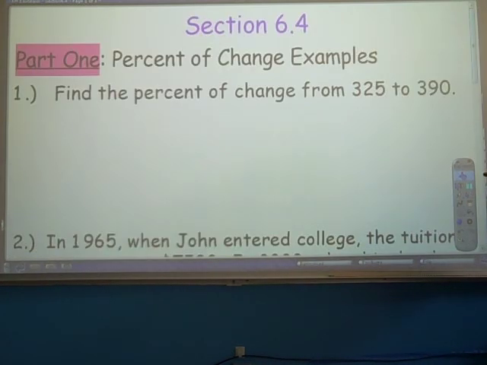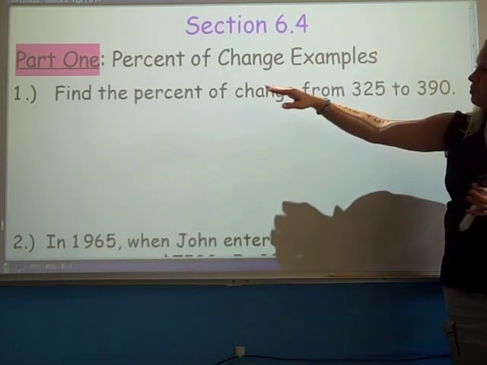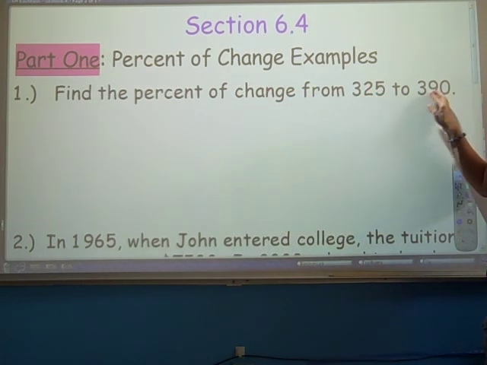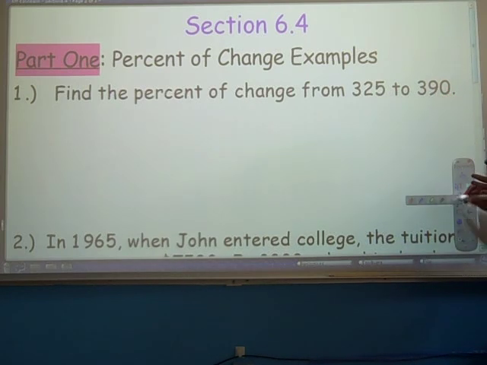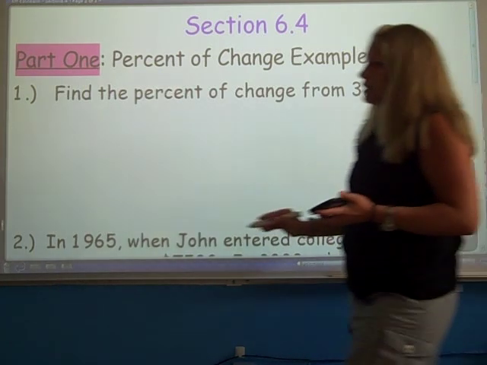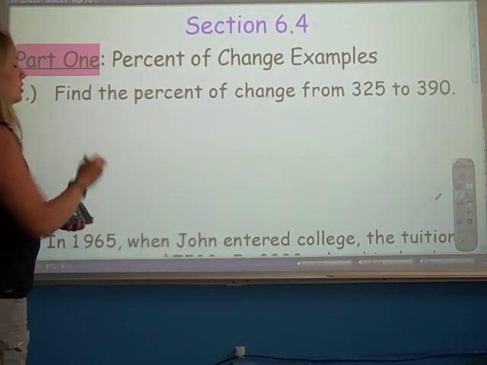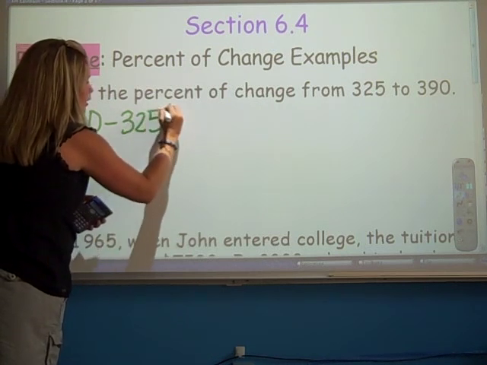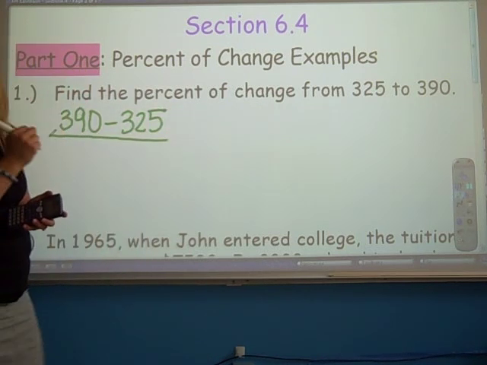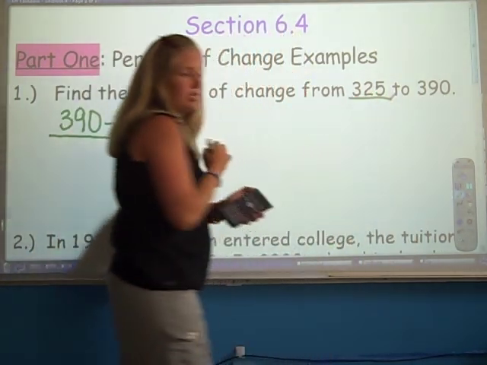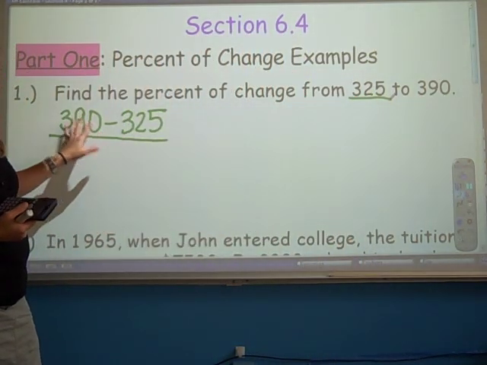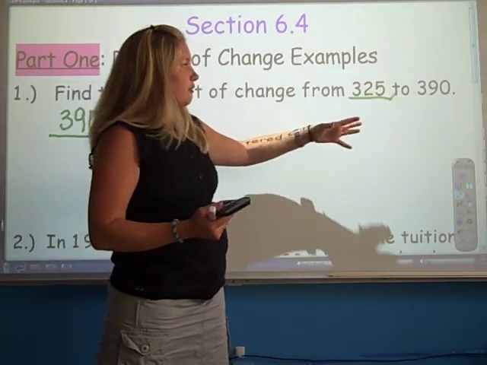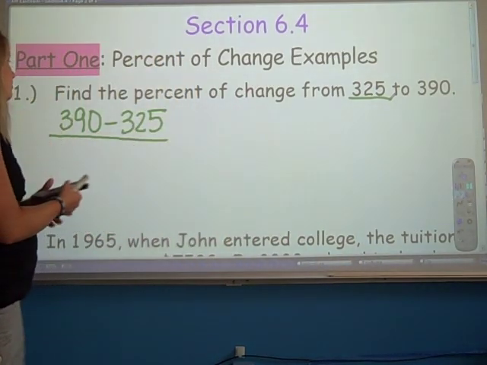So let's look at some examples. We want to know the percent of change if something changed from 325 to 390. This is an increase. So what we do, it says to find the difference between the two. So we do 390 minus 325 over the original number, what the number started out. This is the number that came first, so that's the original number. Now notice, I'm always going to do the bigger minus the smaller. At the end, if it's a decrease, I'll just put a negative. If it's an increase, I won't change anything.